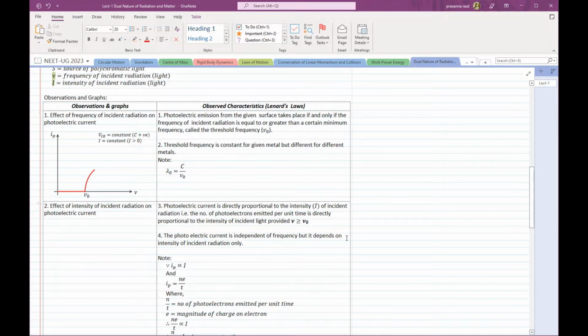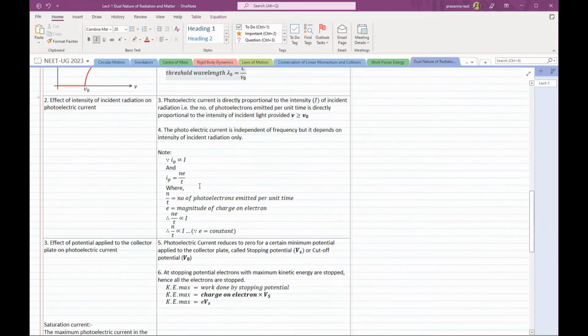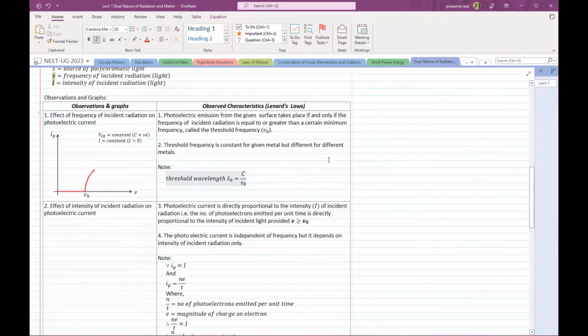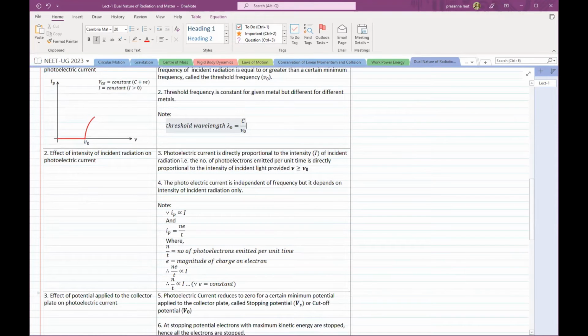Also, threshold frequency and threshold wavelength are related like this. Threshold wavelength lambda naught is c upon nu naught, where c is the speed of light and nu naught is the threshold frequency. So this is what we observe. Now these observations are called Lenard's laws. Von Lenard was a scientist who performed these experiments, and the observations he made are called Lenard's laws, and these Lenard's laws are written here, 1, 2, 3, 4. These are Lenard's laws and these are observations.